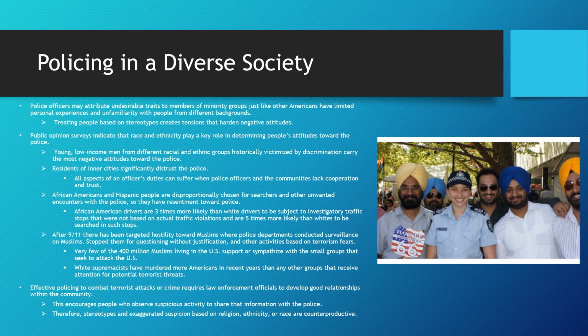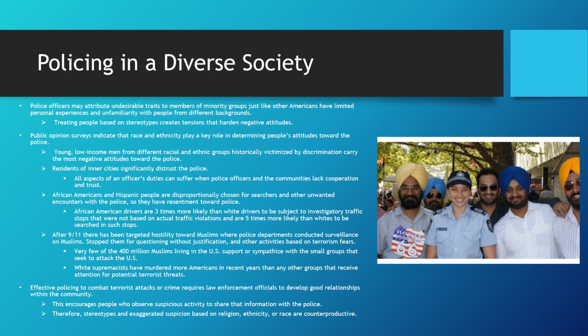Police officers may attribute undesirable traits to members of minority groups just like other Americans have limited personal experiences and unfamiliarity with people from different backgrounds. Treating people based on stereotypes creates tensions that harden negative attitudes. Public opinion surveys indicate that race and ethnicity play a key role in determining people's attitudes towards the police.